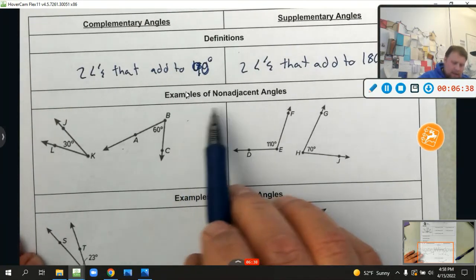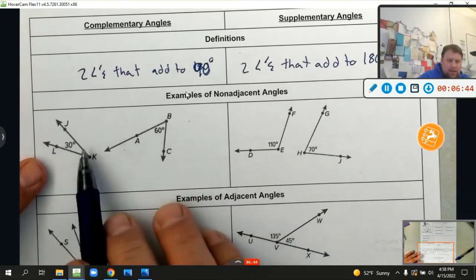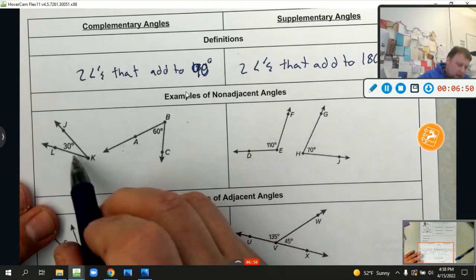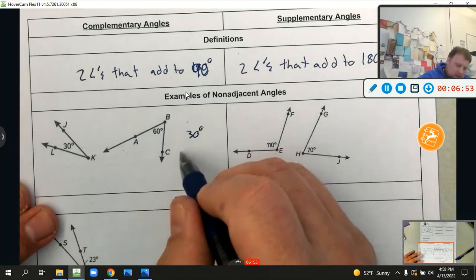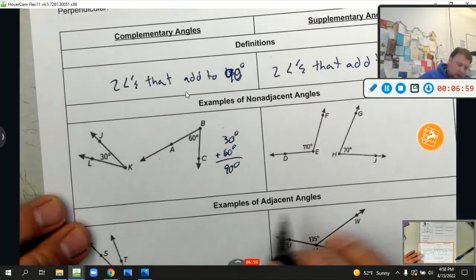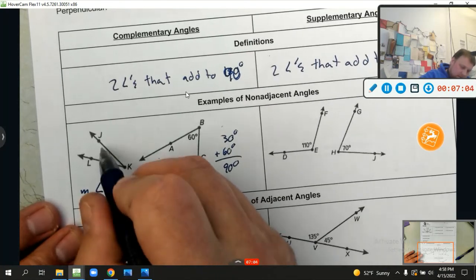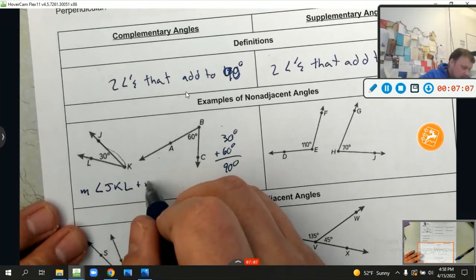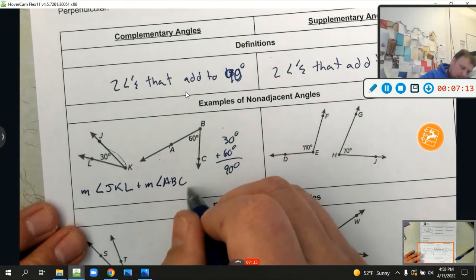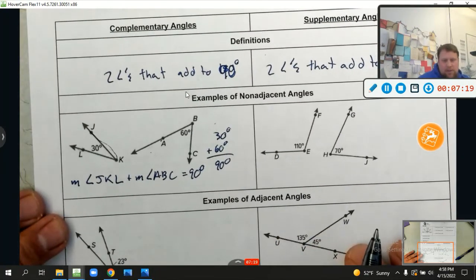Now, let's talk about examples of non-adjacent angles. So these two angles right here, notice they're not adjacent. They're not touching each other. There's no common side or common vertex, right? Common endpoint. But if I look at them, what's 30 plus 60? 30 degrees plus 60 degrees is 90 degrees. So these are complementary. And what we know is the measure of angle JKL, that's this angle right here, JKL, plus the measure of angle ABC, right? ABC equals 90 degrees. And we know that again because of over here, 30 plus 60 degrees equals 90 degrees.